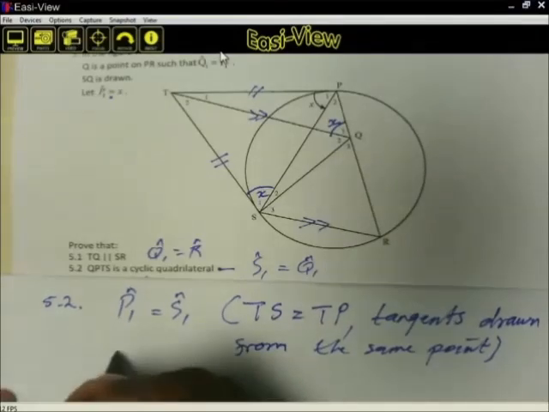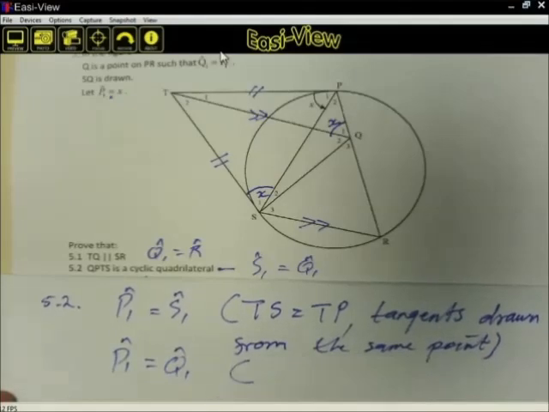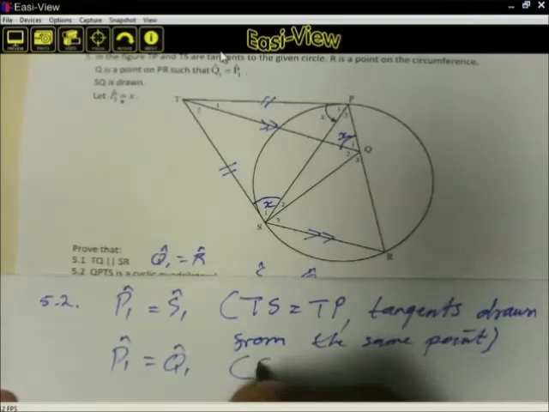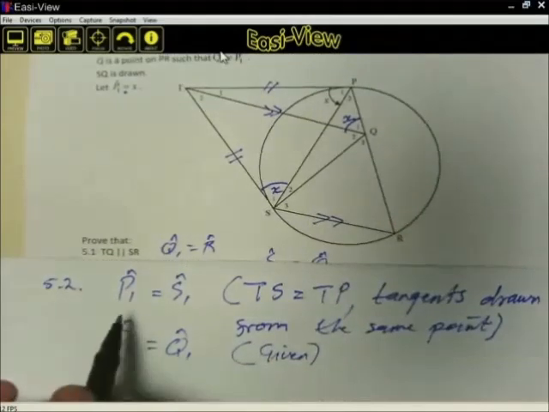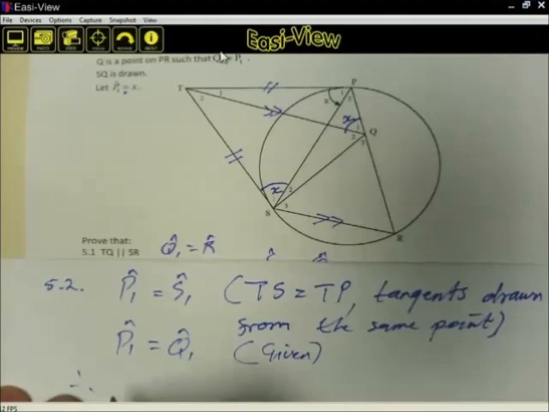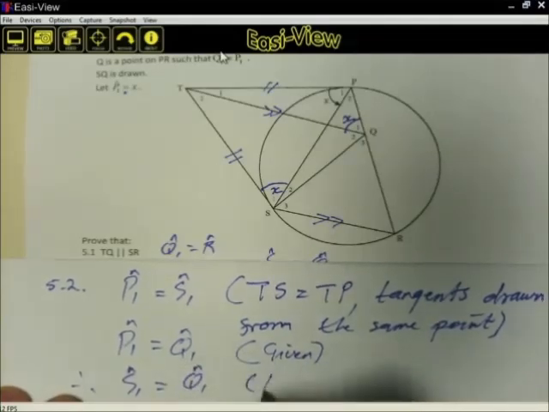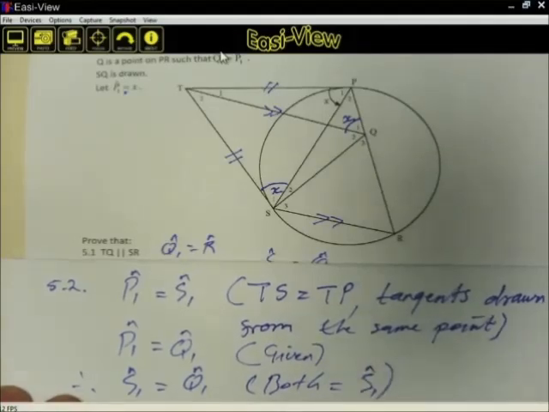But remember, P1 is equal to Q1. Why? Because check the given information. It was given. Q1 is equal to P1 from the given statement. From the two statements, P1 is equal to S1 and P1 is equal to Q1, we draw a conclusion. Therefore, S1 will be equal to Q1. They are both equal to angle S1.